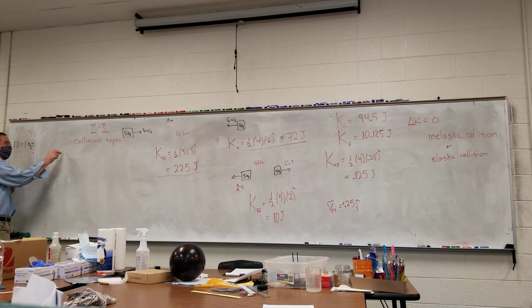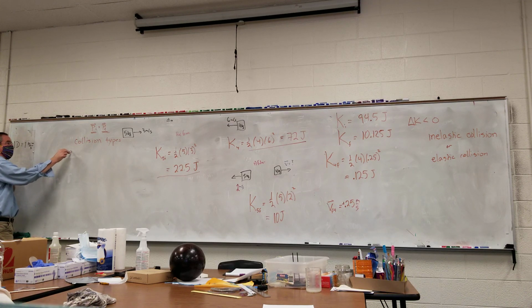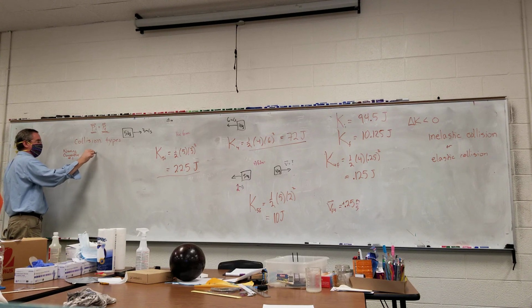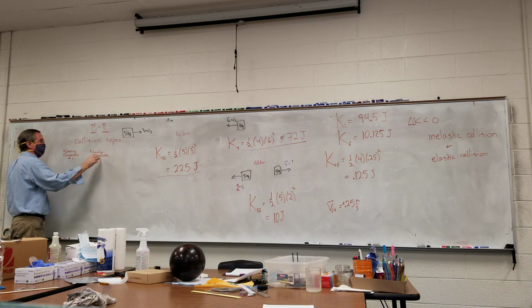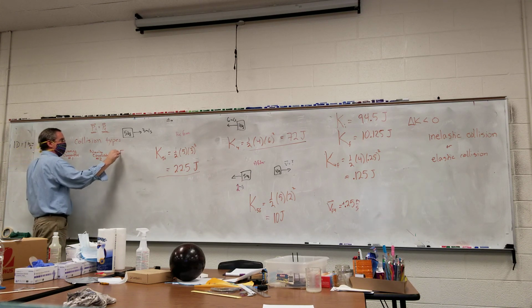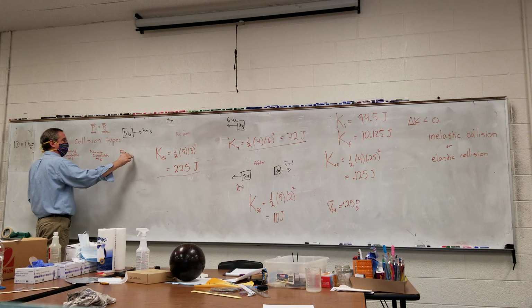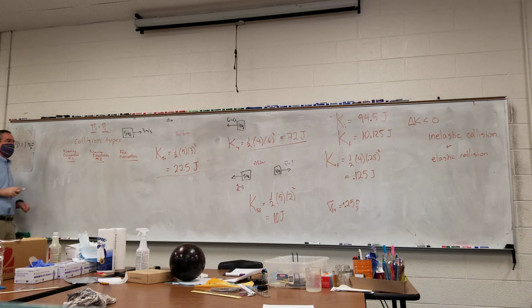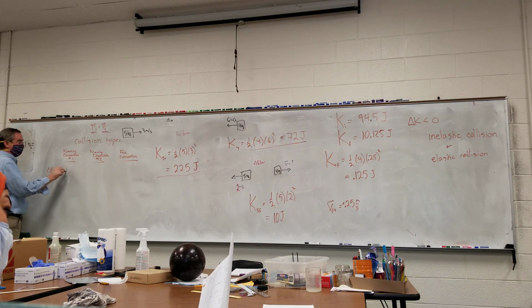So we're going to call this naming convention number 1. Naming convention number 2. And then a third convention. If kinetic energy is conserved, so the change in kinetic energy is 0, under naming convention number 1, this is called a perfectly elastic collision.